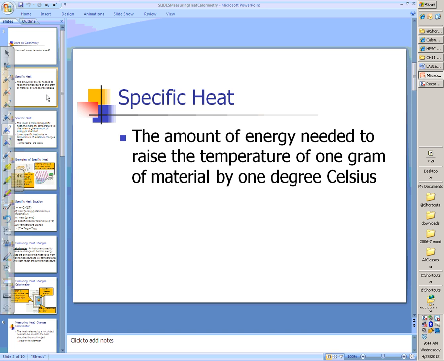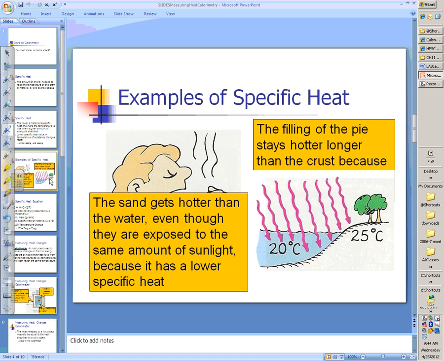So it tells us how easy or hard it is to heat something up or to cool it down. Okay? And we used a couple of examples like the sand on the beach and how the sand gets a lot hotter than the water does, even though they get exposed to the same amount of sunlight, because it has a different specific heat value. The sand is much better at absorbing that energy and raising the temperature. Yes, Mary?